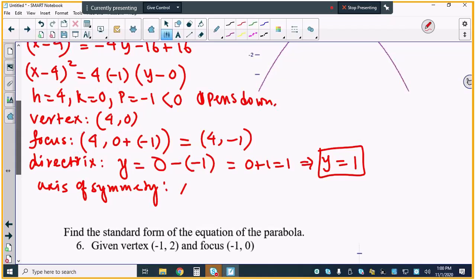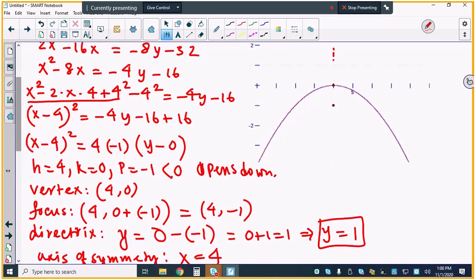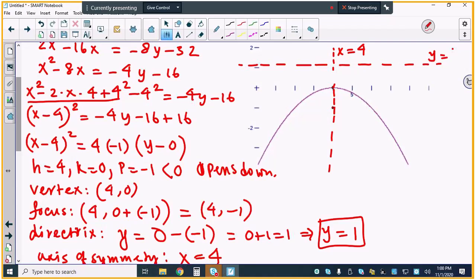So I will say x equal to the x coordinate of the vertex, and that is equal to 4 units. So in the context of the parabola, my parabola is going to have the axis of symmetry at x equal to 4. The directrix is y equal to 1. The vertex of the parabola is going to be the point (4, 0), and the focus of the parabola is (4, -1).